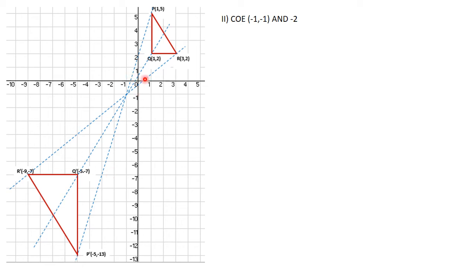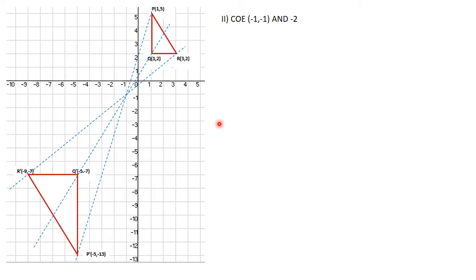If you take the point, say, P, the distance from the point P to the center of enlargement is half of the distance from here to the point P prime. That means P prime is twice as far as P from the center of enlargement. Also Q prime is twice as far from the center of enlargement as Q, and R prime is twice as far from the center of enlargement as R. That is important to know.